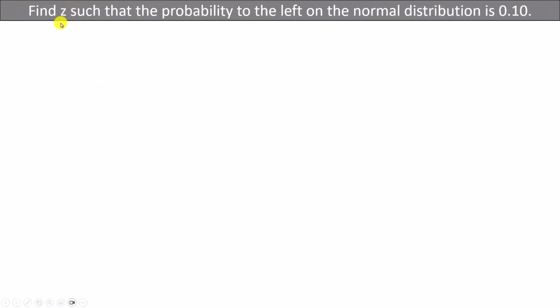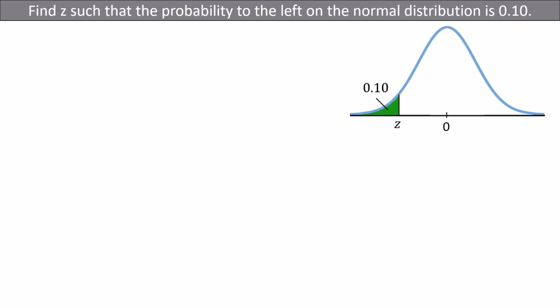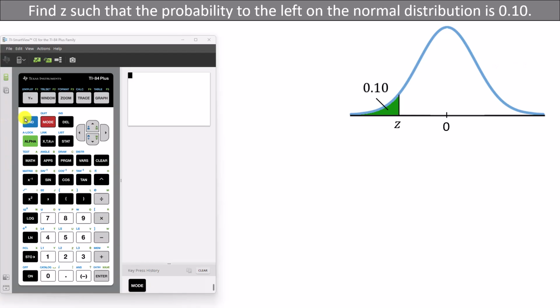Let's say we are asked to find the z-score such that the probability to the left on the normal distribution is 0.1. Once again, the picture is going to be your friend on these types of problems. We are asked to find the z-score such that we have 10% of the normal probability to the left. The way that we solve these types of problems where we already have an area or probability and are trying to find a z-score is using what's called the inverse norm function. On the calculator, press the second key and then the distribution key. Scroll down to the third option of inverse norm and press enter. By area, they mean the area to the left of the z-score on the normal distribution. The area to the left is 0.1, so we can put in 0.1.